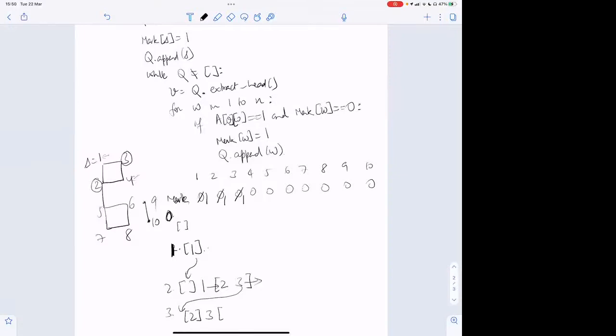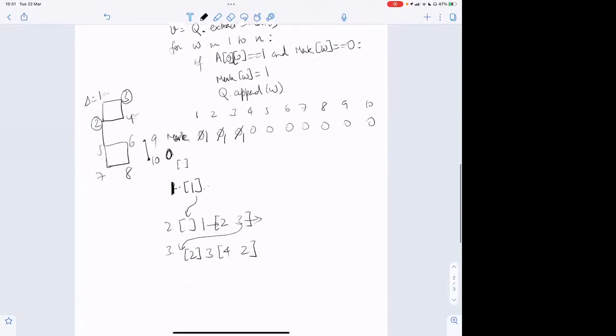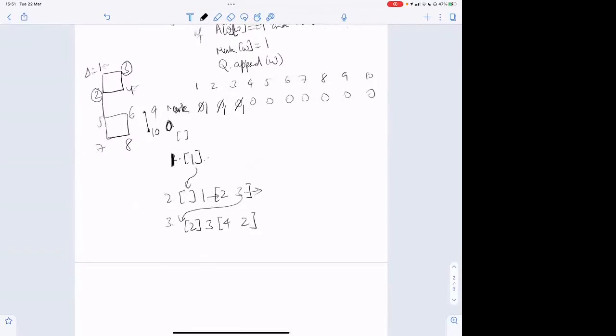So when V is 3, and W is 1, then mark 1 will be 1, so this will not be considered. And now from 3, I will go to 4. So I will add 4, and 2 is already at the head. I will append behind, and 2 remains on the right side. And 4 will be marked. Correct? Are you with me?